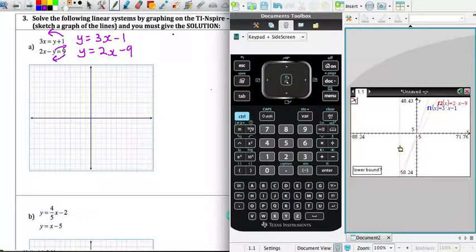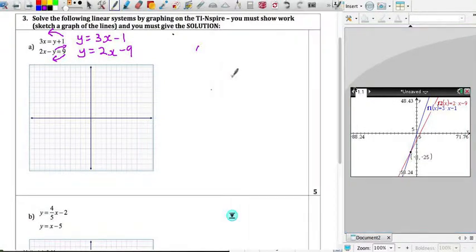You're asked for a lower bound. I go to a point on the left of the point of intersection, hit enter, move to the right of the point of intersection, and here we have the coordinates of our point of intersection, -8, -25. The last little piece would be to ensure that that is represented on the graph over here.